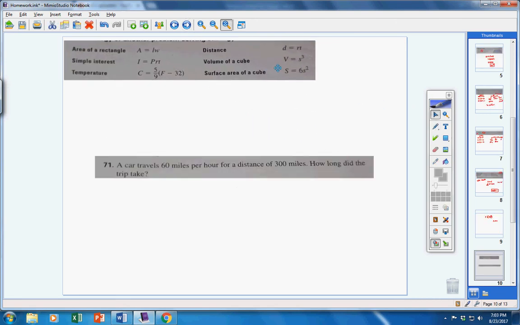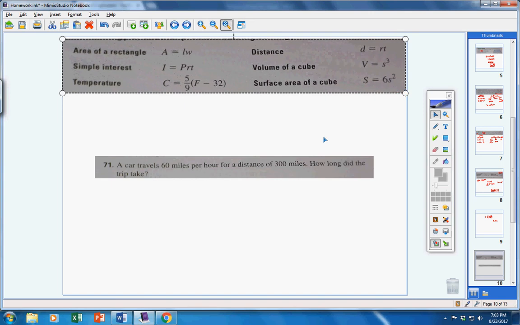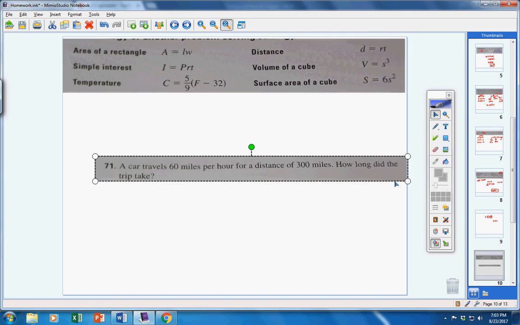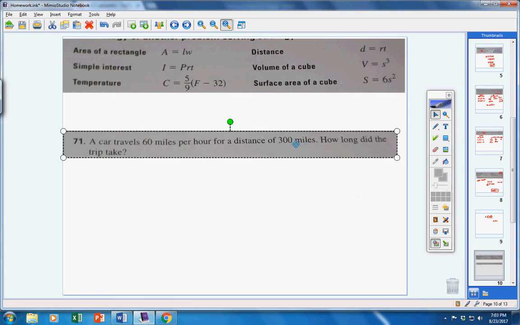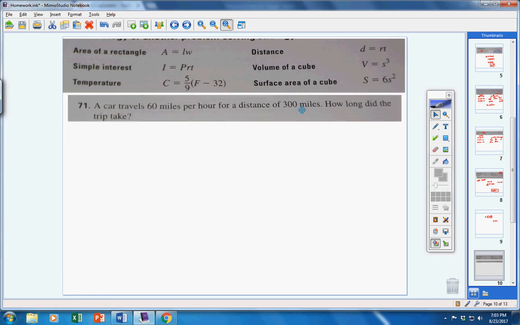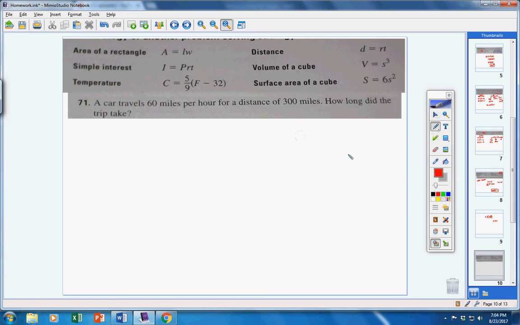Number 71. A car travels 60 miles per hour for a distance of 300 miles. How long did the trip take? Once again, guys, we're dealing with speed, time, and distance, so we're going to use our formula: rate times time equals distance. Your car travels 60 miles per hour. That's your rate, for a distance of 300 miles. How long does it take you? So we're looking for t.